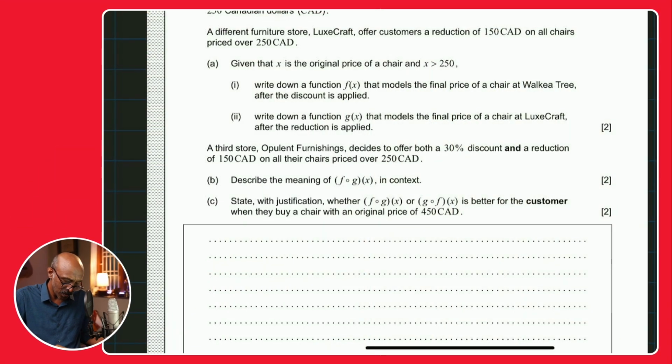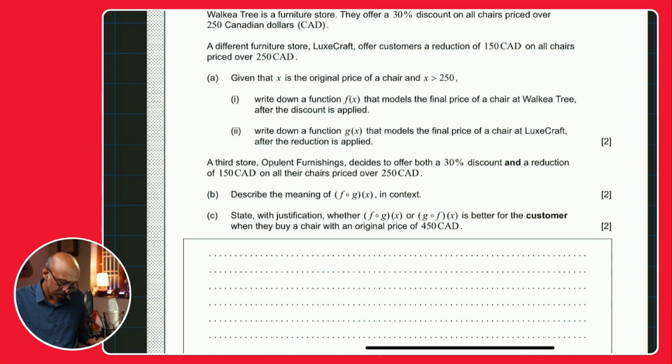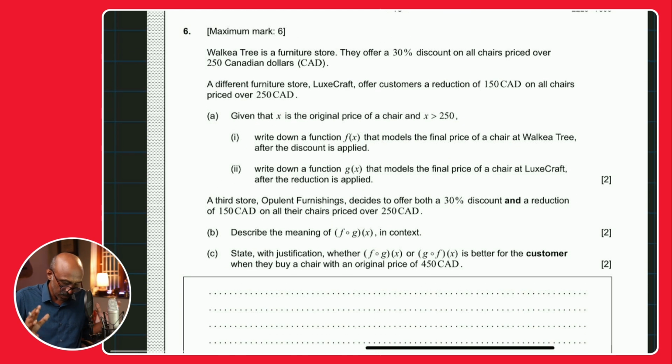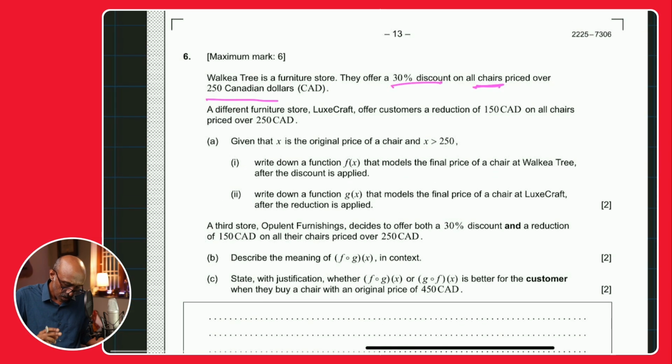So let's get to question number 6 where we are. This says that Walkier Tree is a furniture store, no connection to IKEA. It sounds like that, but it's no connection to them. Walkier Tree is a furniture store. They offer a 30% discount on all chairs priced over 250 Canadian dollars. A different furniture store, Luxcraft, offers customers a reduction of 150 Canadian dollars on all chairs priced over 250 Canadian dollars. All right, so let's understand what's going on.